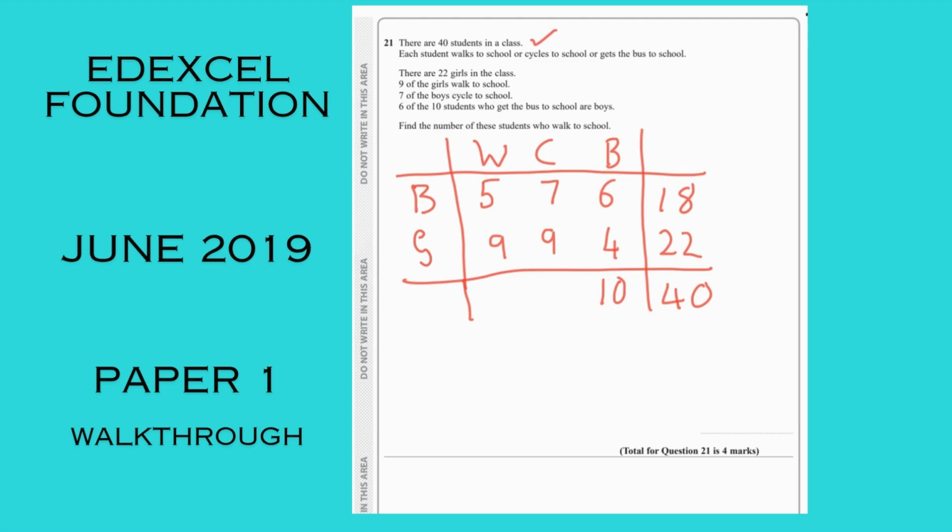Vertically, 5 plus 9 is 14. 7 plus 9 is 16. Always worth double checking that the row you didn't use, in this case I didn't use this row, equals 40. So I double check, does that add up to 40? And yes, the double check is complete. Find the number of students who walk to school. In goes the 14 for my answer.